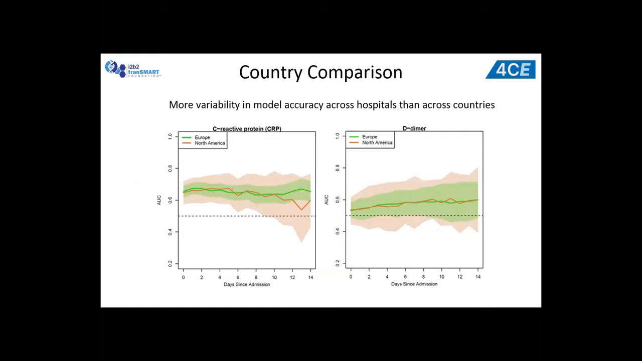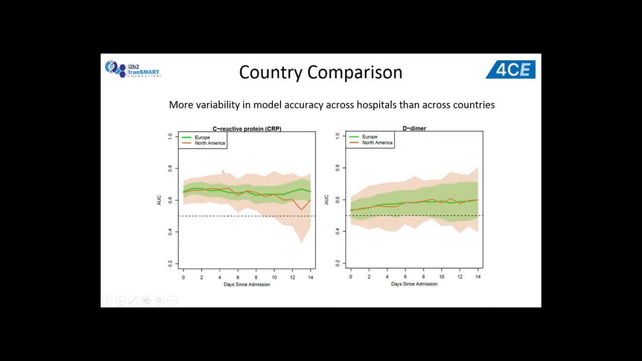Another important finding was, especially early on in the pandemic, we were seeing very large differences between countries in terms of what patients were getting COVID and what the death rates were. So we're wondering, is this population differences between countries, or is it differences in just how patients are being treated? And what we found is there was more variability between hospitals within a country than between countries themselves.